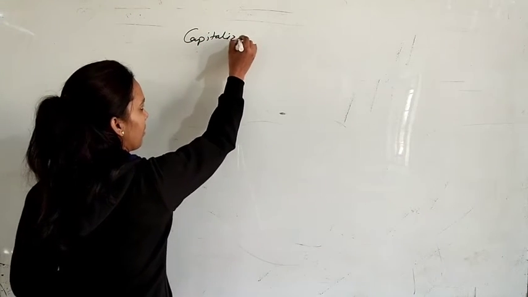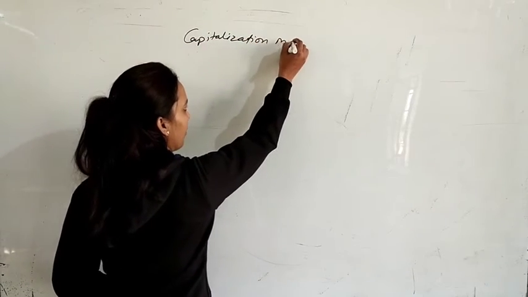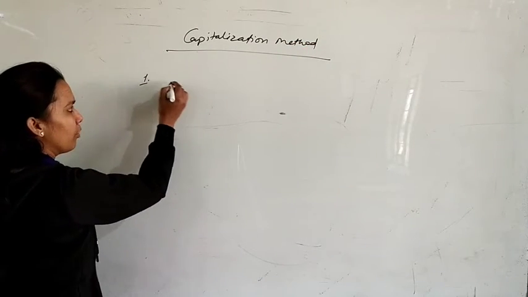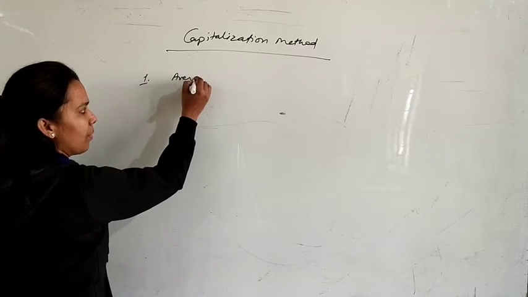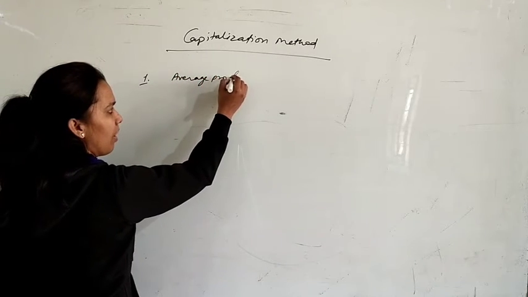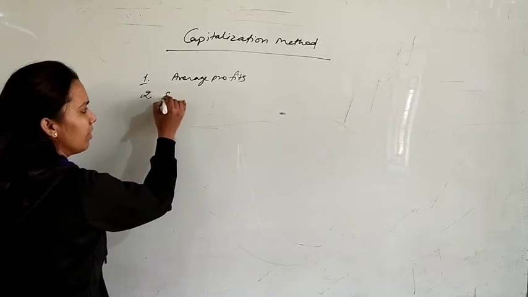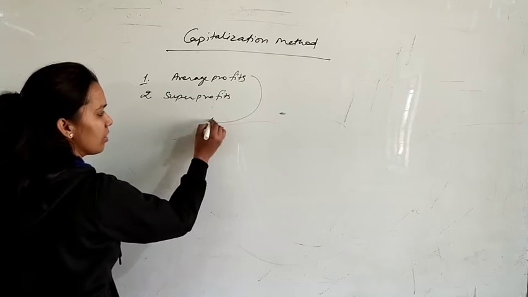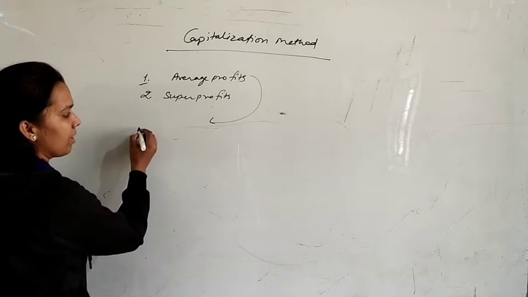We are going to discuss the capitalization method. Capitalization can be of two types: capitalization of average profits, and the second, of super profits. So first of all, we are going to discuss the average profit method of capitalization.